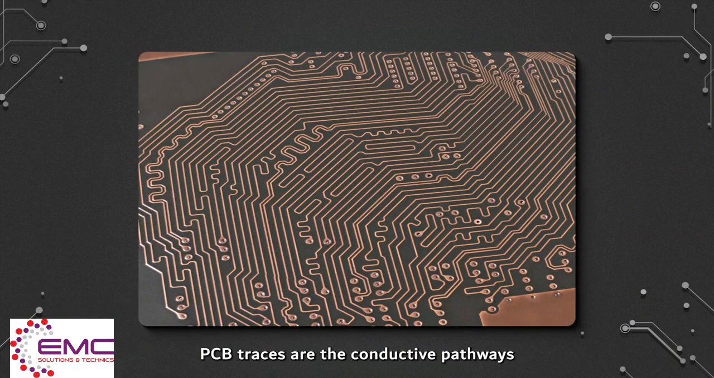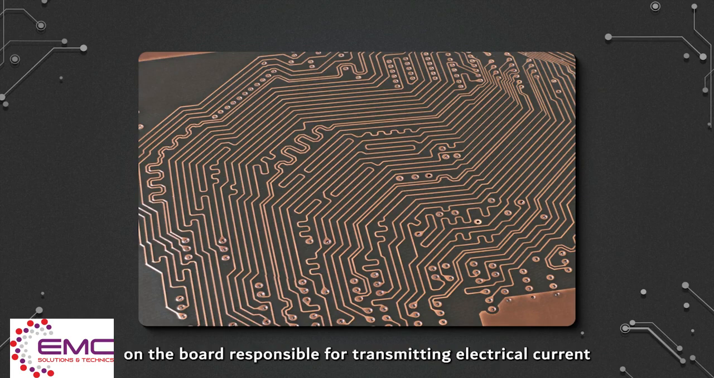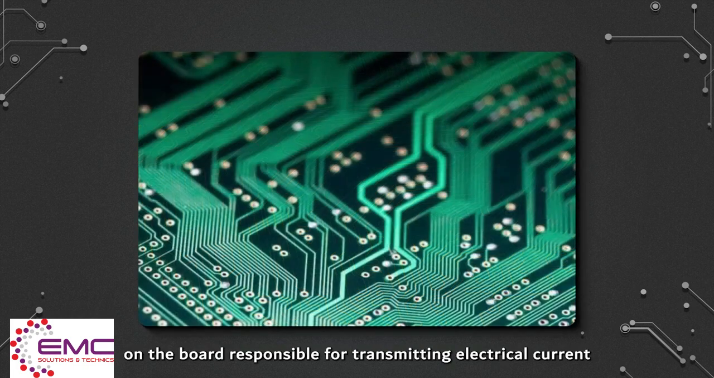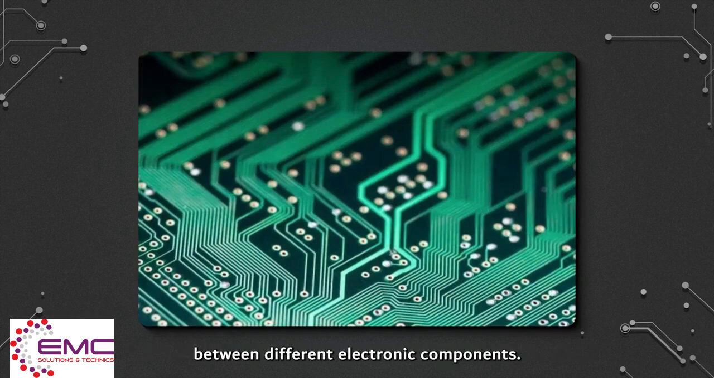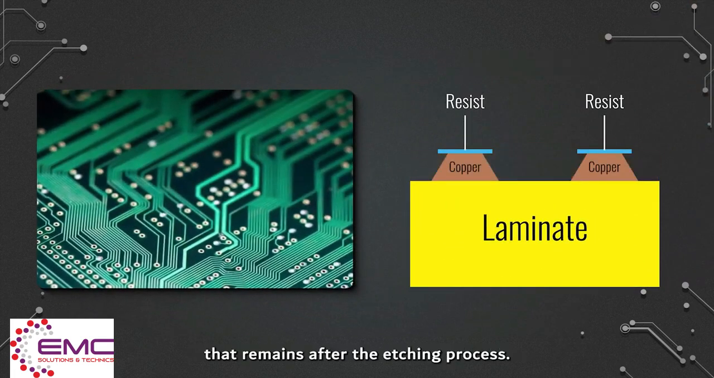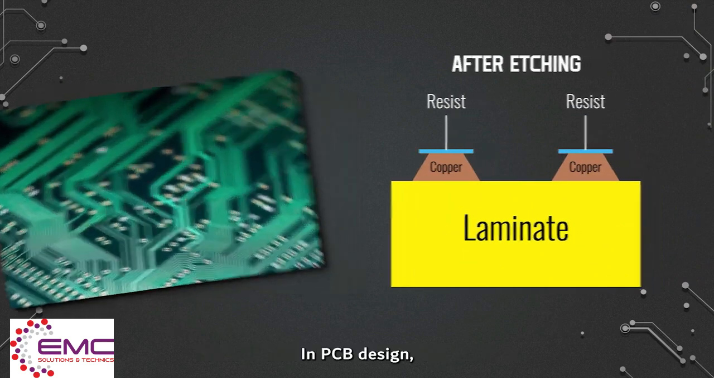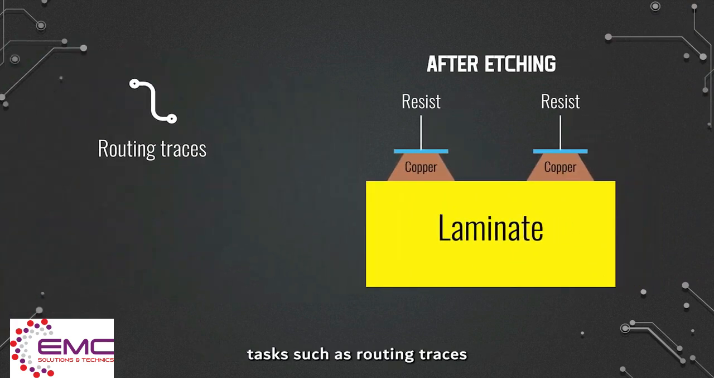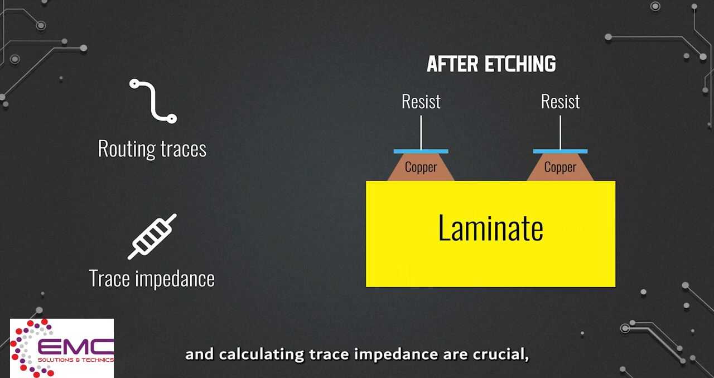Printed circuit board traces are the conductive pathways on the board responsible for transmitting electrical current between different electronic components. They are portions of the copper foil that remains after the etching process. In PCB design, tasks such as routing traces and calculating trace impedance are crucial, demanding careful consideration of various trace-related factors.